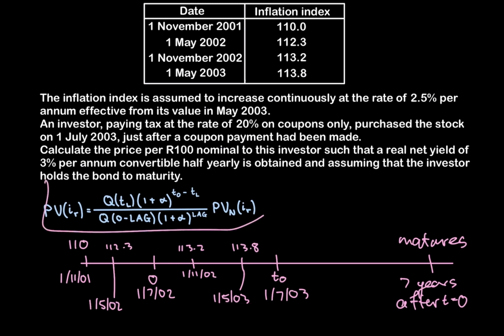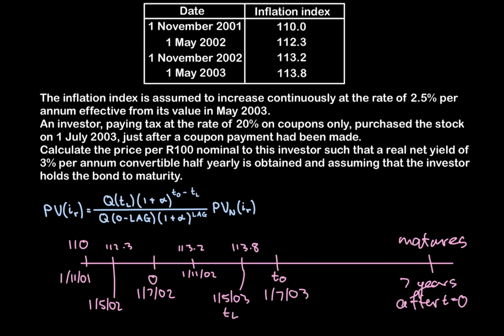So let's see what's in this formula that we don't know. So we don't know TL. So TL is the last known date of our RPI before purchase date. So purchase date is T naught, and the last known date then is this, where this 113.8 lies, which is the 1st of May 2003. So that would be TL.